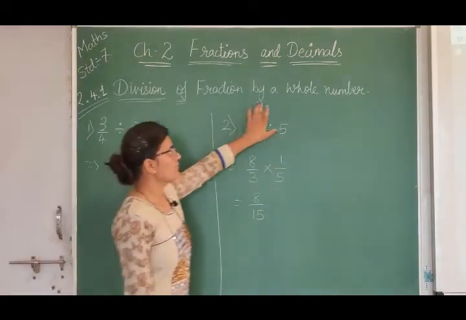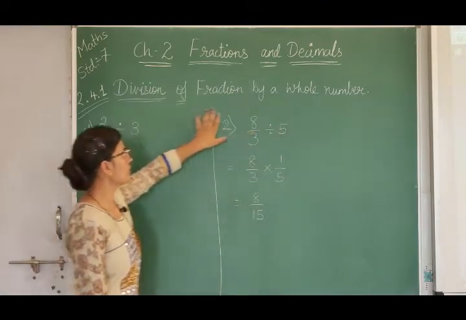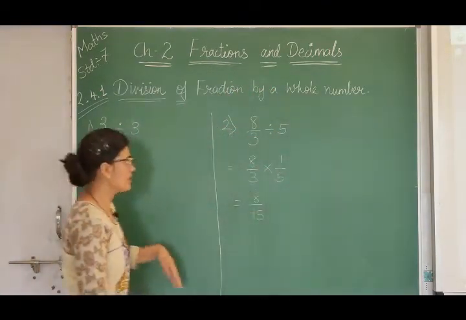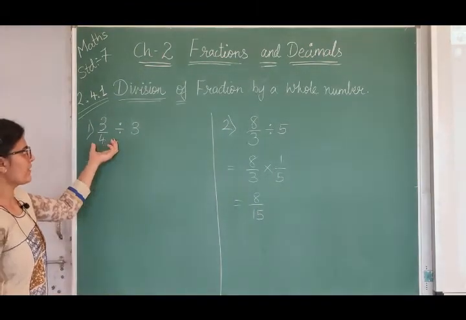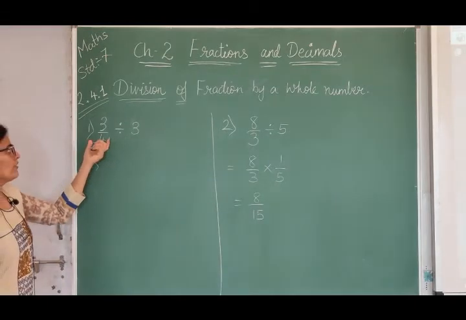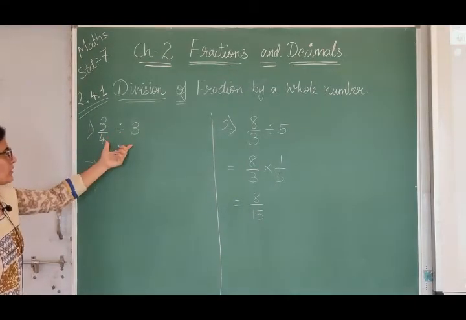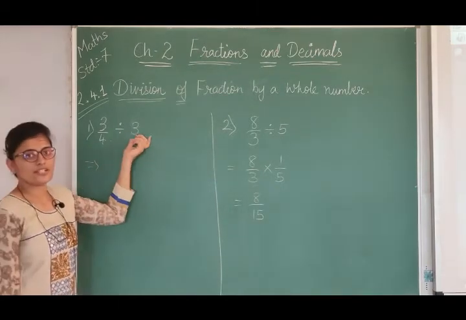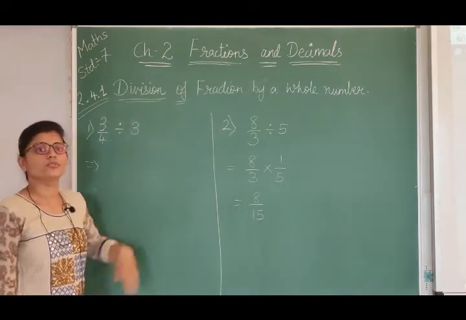Division of fraction by a whole number. Now first a fraction will be given and that you have to divide by a whole number. You can see 3 by 4 is a fraction and 3 is a whole number. We have to divide them. Now whenever you are dividing, with which you have to divide? This will be the dividend and this will be the divisor. So the divisor you have to convert into the reciprocal.